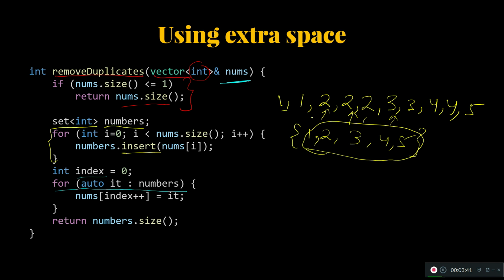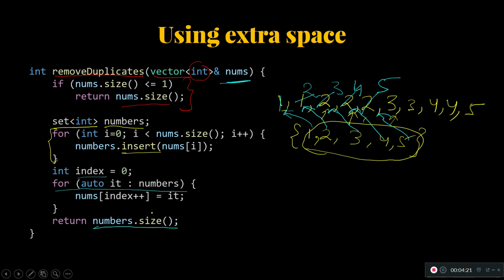So let's say this was the given array. Here we replace 1 with 1, and then the next number is 2, which will replace here, so this will become 2. Then this 3 will go here, it will become 3, this will be 4, and this will be 5. And we return the size of the set because that is what is asked in the question.